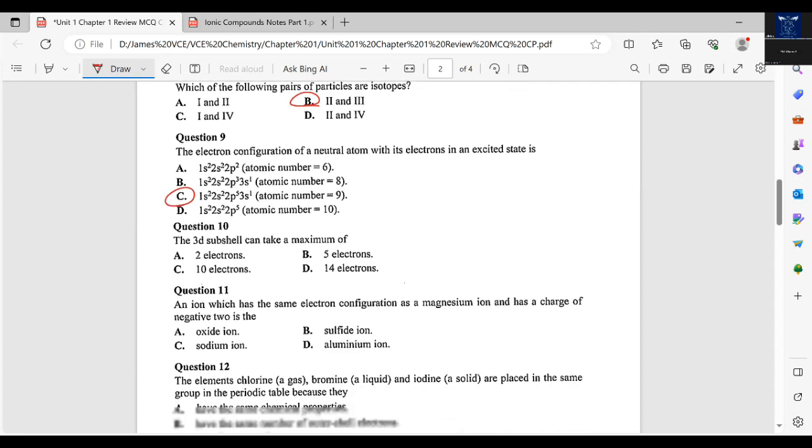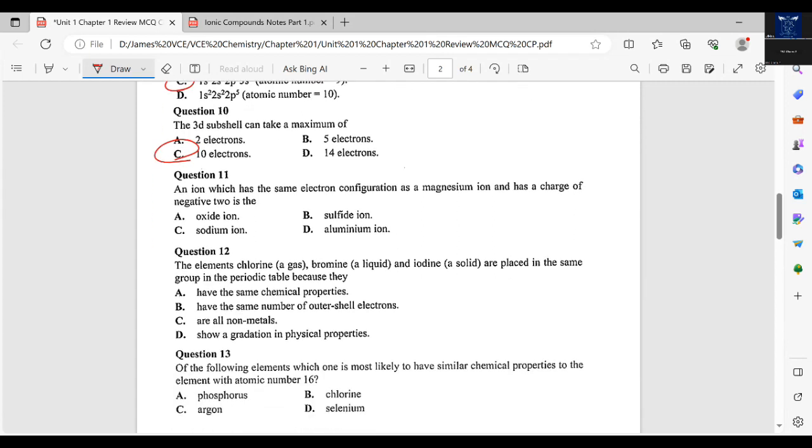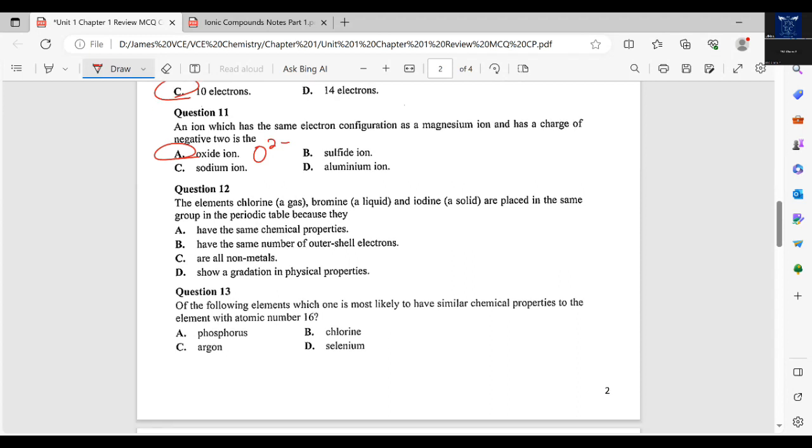What about 10? 3D subshell can take a maximum of 10 electrons. Question 11. Same electron configurations of a magnesium ion has a charge of -2 is oxide. Oxide ion is O2-. We'll look at more about these ions today. Question 12. Bromine and iodine are placed in the same group in the periodic table because they have the same outer shell electrons. Yeah.